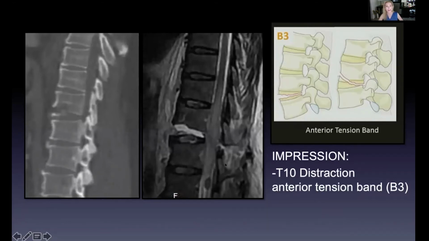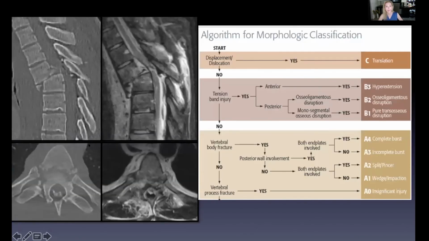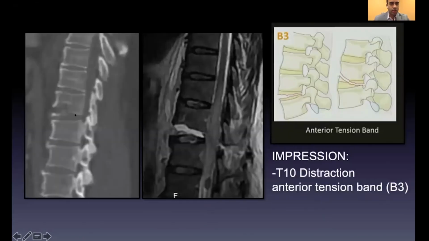This will certainly require surgery, but you can see how this can look a little subtle, right? You can be like, oh, it's a little chip off of the anterior portion of the vertebral body. It's probably stable. It looks okay. And then you see on MRI, it looks tremendously worse. But I can't imagine this patient was neurologically intact with all this cord edema.